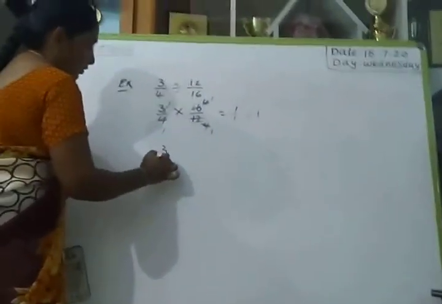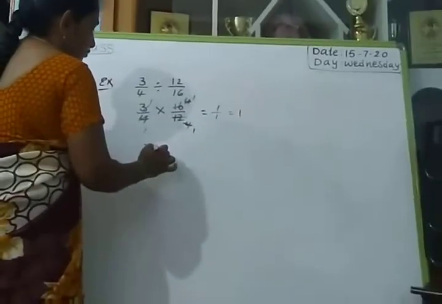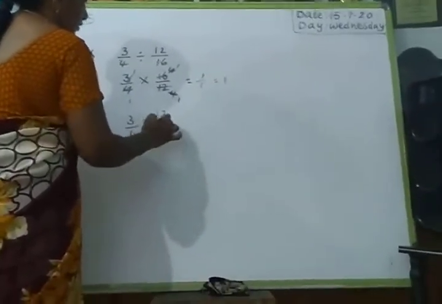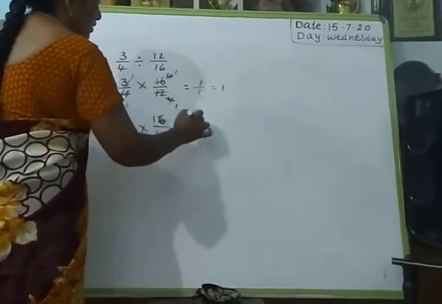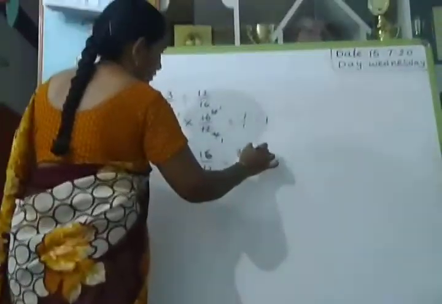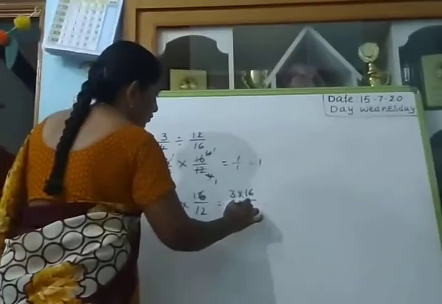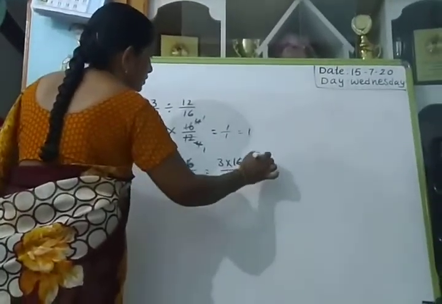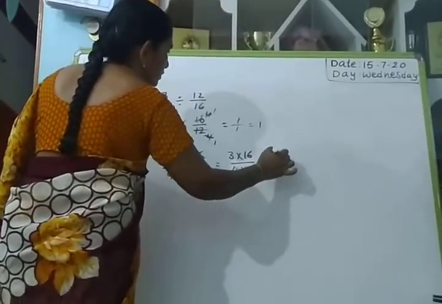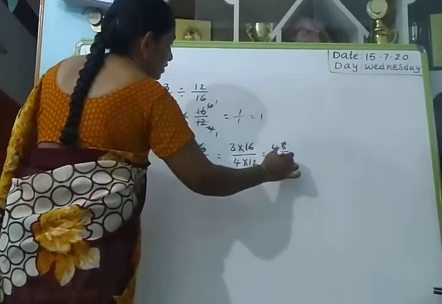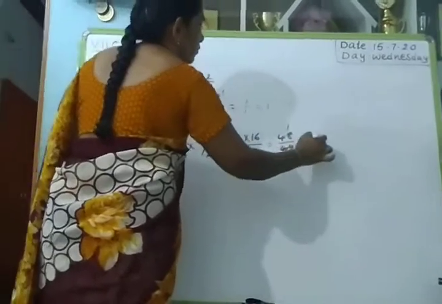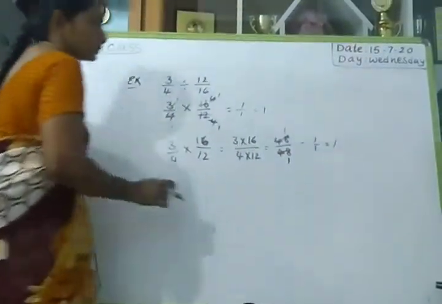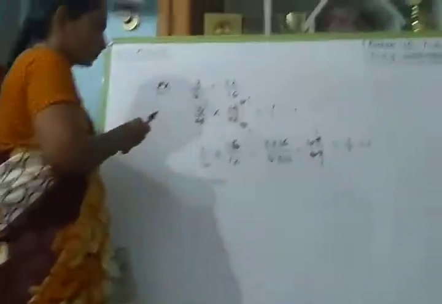If you don't know simplification, 3 by 4 into 16 by 12. 16 into 3, 16 threes are 48. 4 into 12, 12 fours are also 48. So what will you get finally? Answer 1. So like this we have to do division.